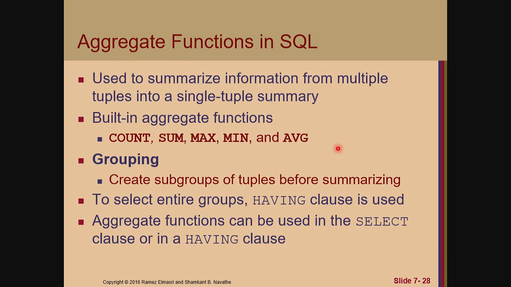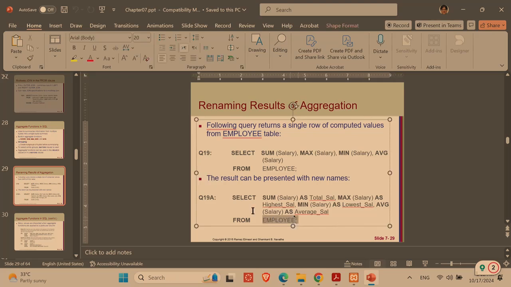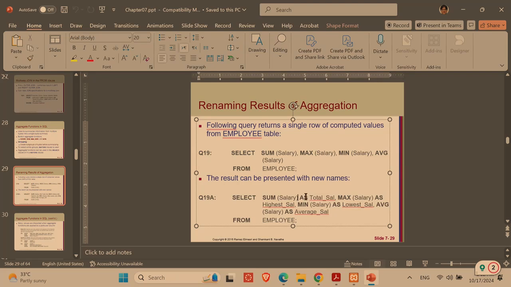Next, we're going to talk about the aggregate functions in SQL. They have count, sum, max, min, average. They produce just a single value from the result of the table employee. You can set an alias name for each column using AS.